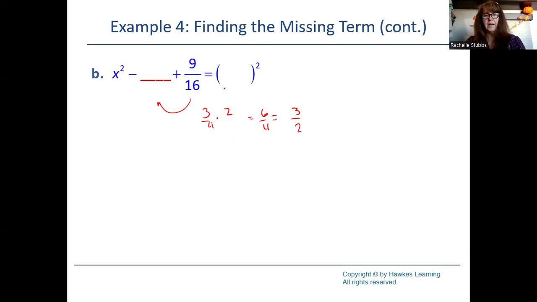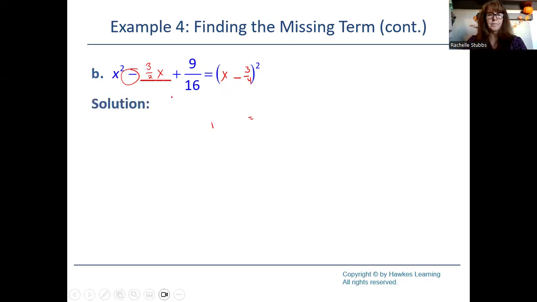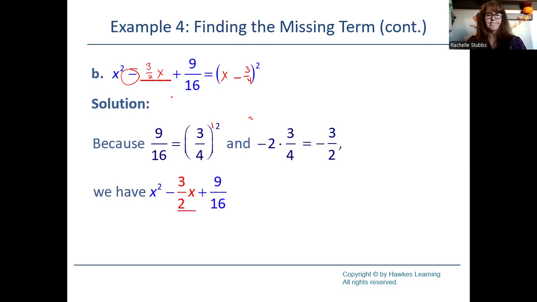Okay. But this part, when we took that, that's here, 3/4, and an x. And since it's a minus here, it's going to be a minus here. But what do I put here? Well, I take 3/4 and I times it by 2. That's going to give me 3/2. Okay. And there is our solution.